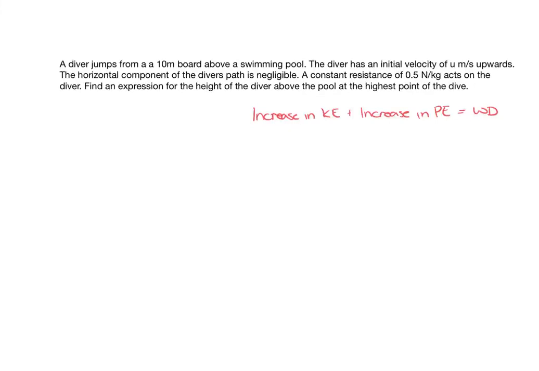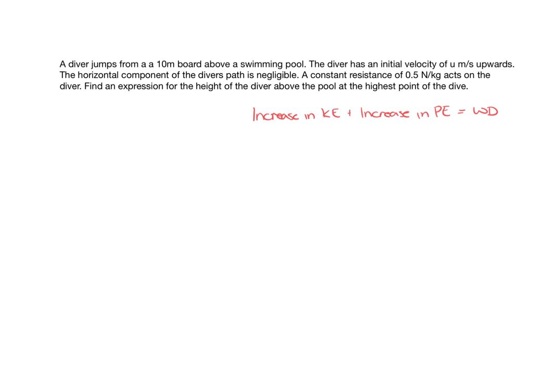In this question, we have a diver jumping from a diving board above a swimming pool. We're given an initial velocity of u meters per second upwards. Now, the horizontal component of the diver's path is negligible, and we have a constant resistance of 0.5 newtons per kilogram acting on the diver.